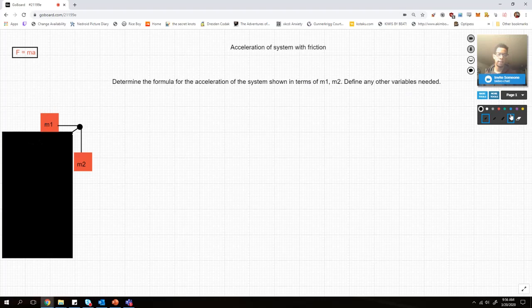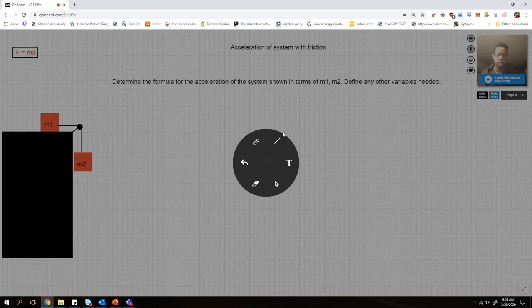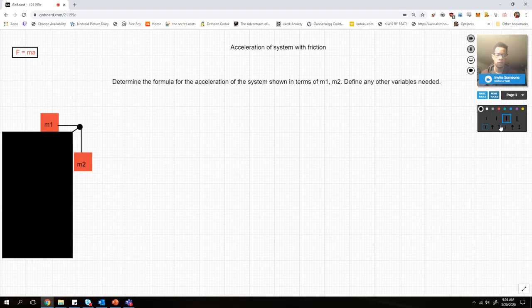The first step I like to do, as always, is draw my forces. So I personally do it for this whole system all at once, and then later I split it up. So we'll just do it my way. Mass 1, there's going to be, again, the force of gravity straight down.